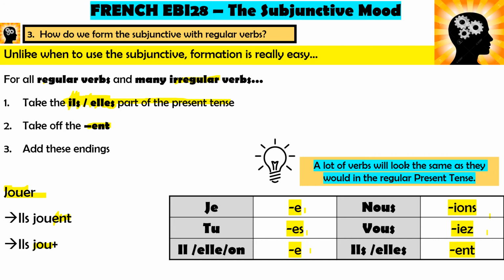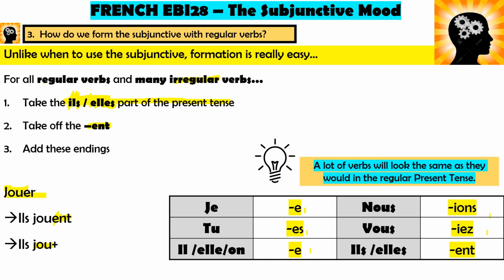But if you take a verb like finir, a typical IR verb, it will end in finisse with the ent on the end. So then you've got je finisse, il faut que je finisse mes devoirs, and that will show the difference. So this is what regular verbs and a lot of irregulars look like. Easy street, it's just a matter of practicing and learning these steps.